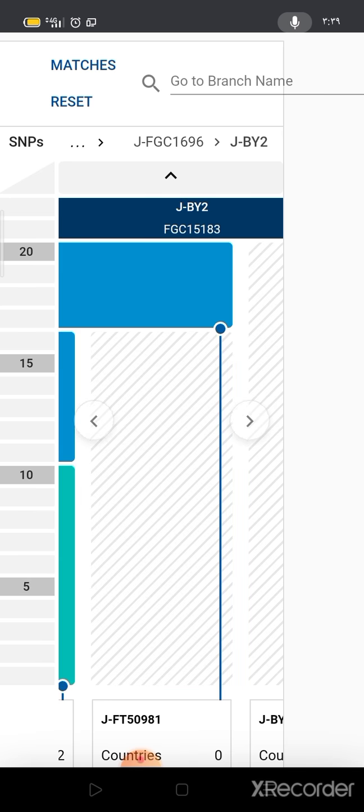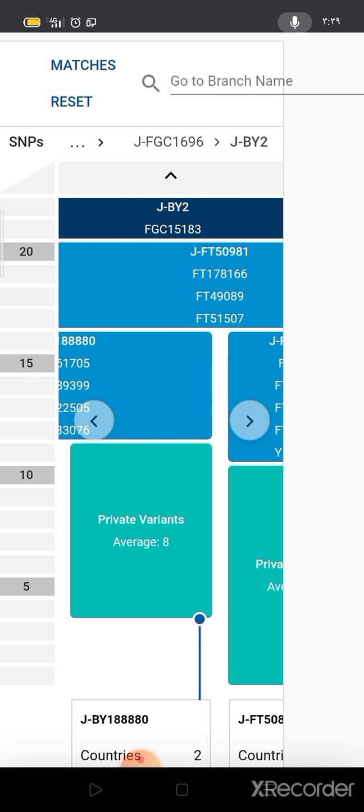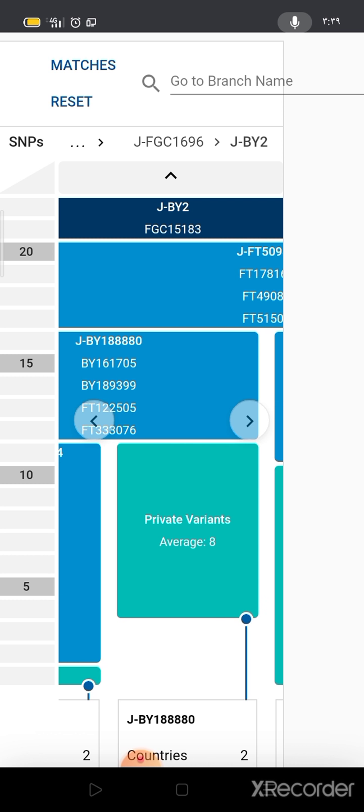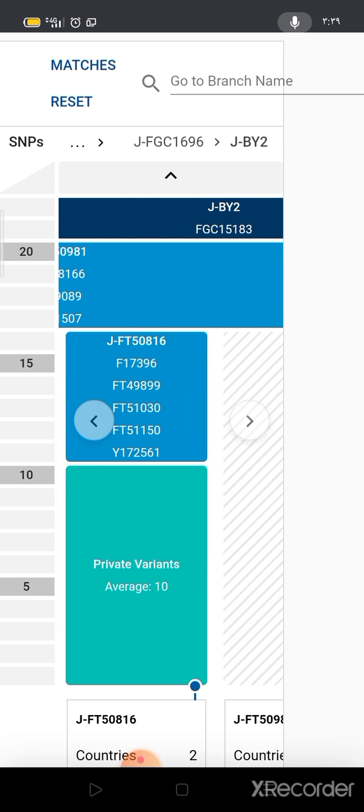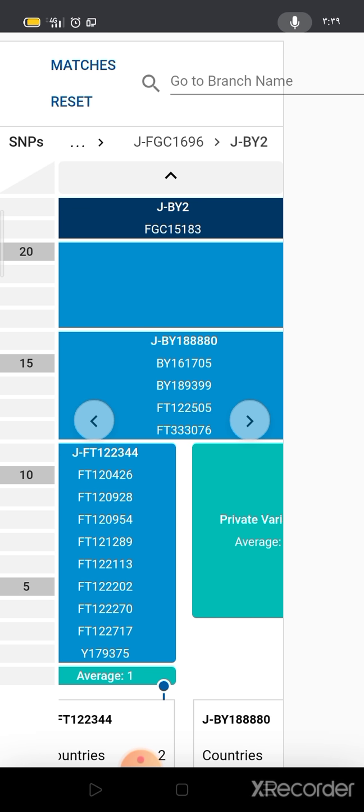FT50981, here it's not like BY3. BY3 is a purely Sudanese branch, but here you will find people from Sudan, from Chad, from Saudi Arabia, from Jordan. So there is a different Arabic existence here, not like BY3, only for Sudanese Arabs. And here we find the branch of Khuzam, BY18880. Here we have the main tribe on this branch, Khuzam, which has a Makhzumi heritage.